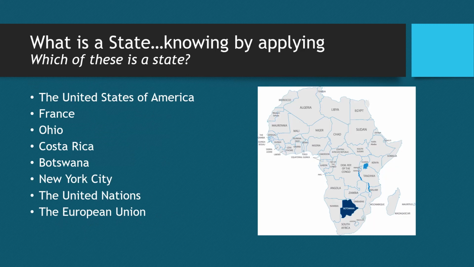So we can think about this by applying it to things that we know that have governments, for example. Look at this list and think about it and decide which one of these do you think is a state? There's more than one on this list. Which one of the things in this list could we consider to be a state?